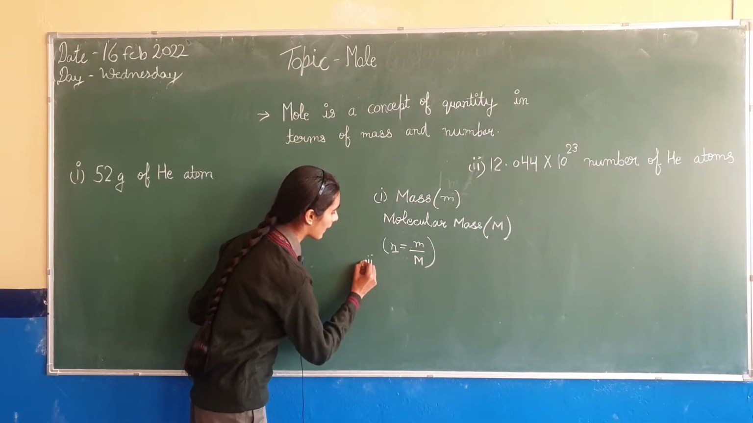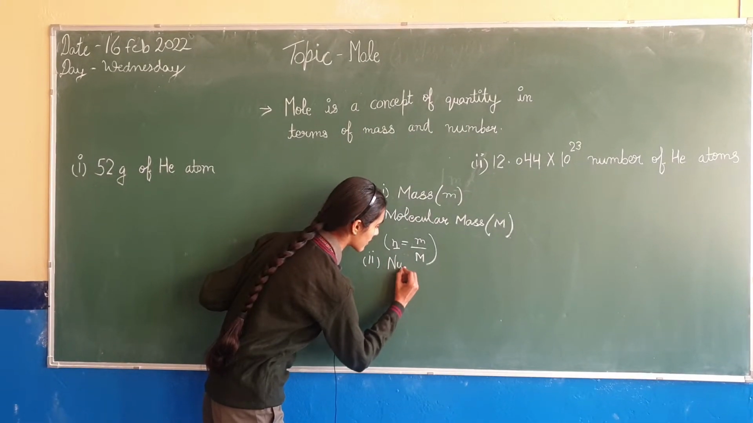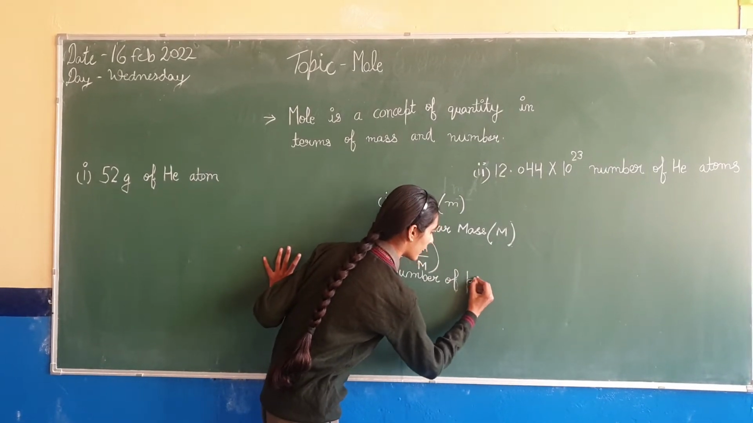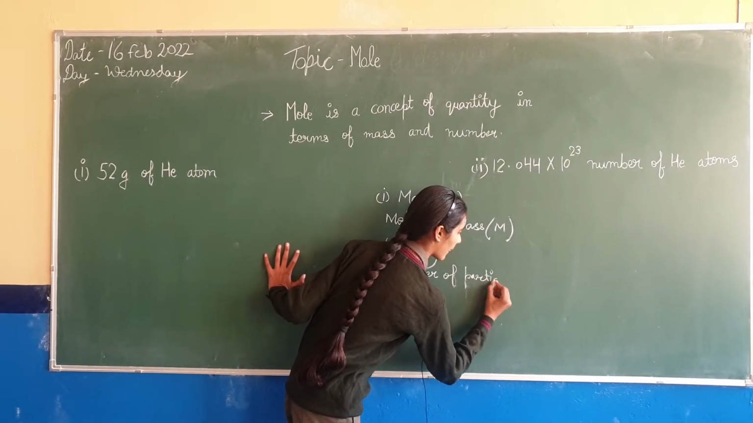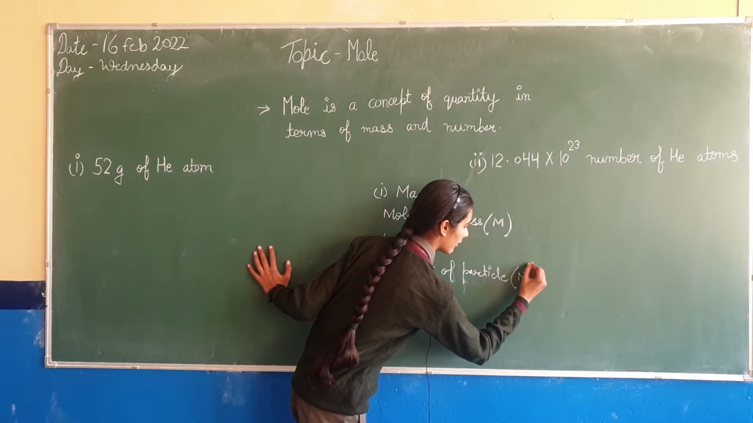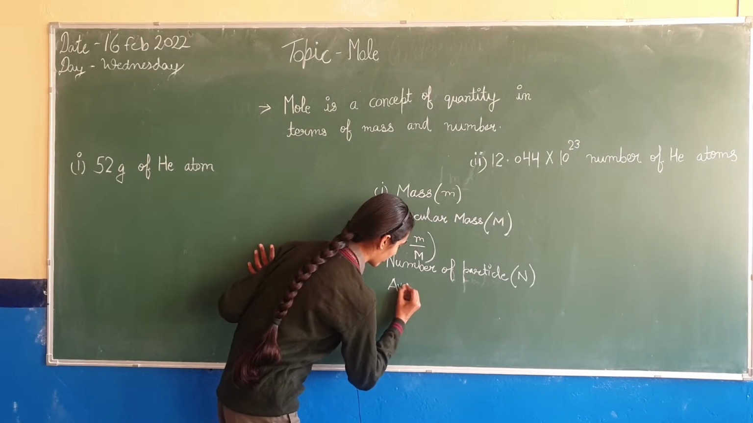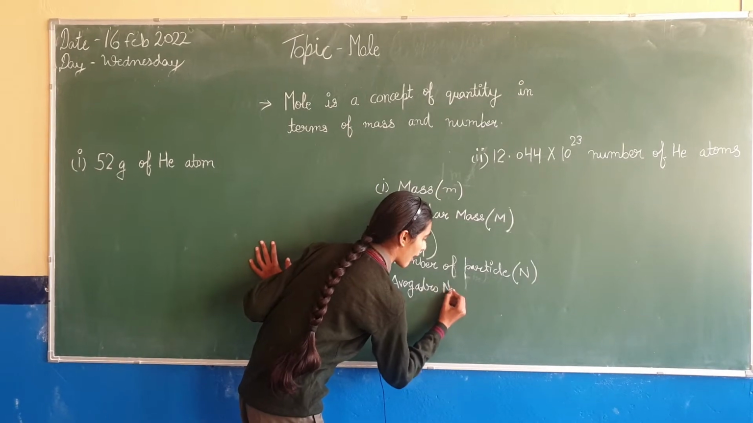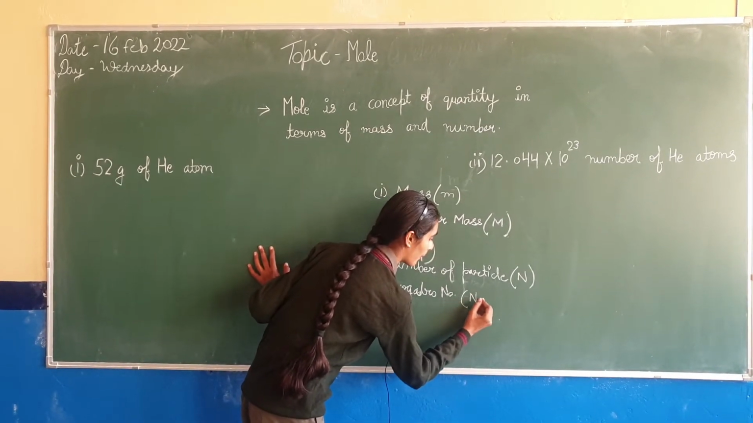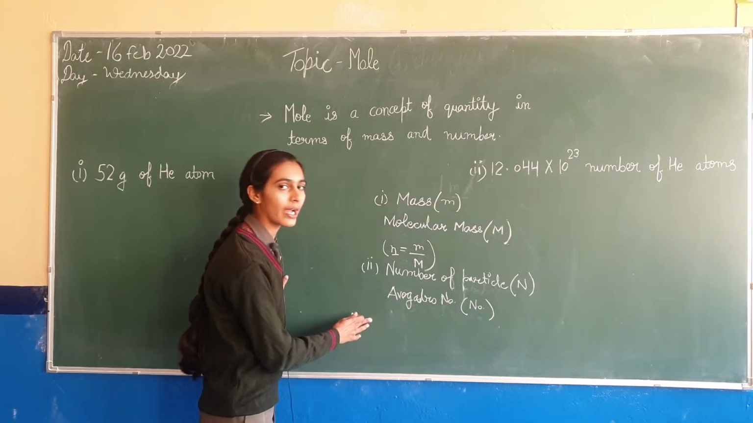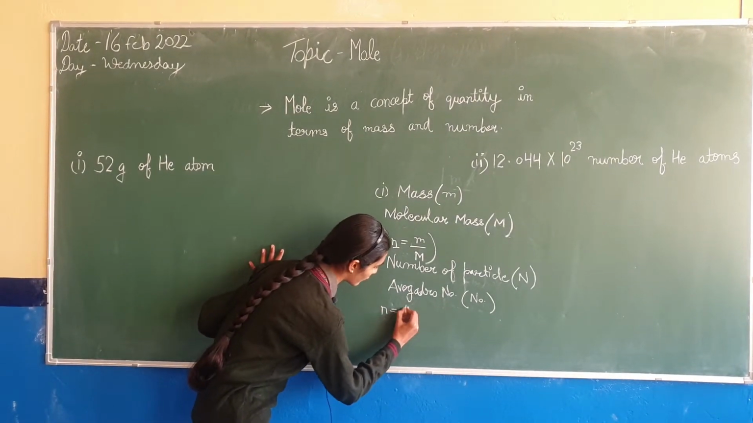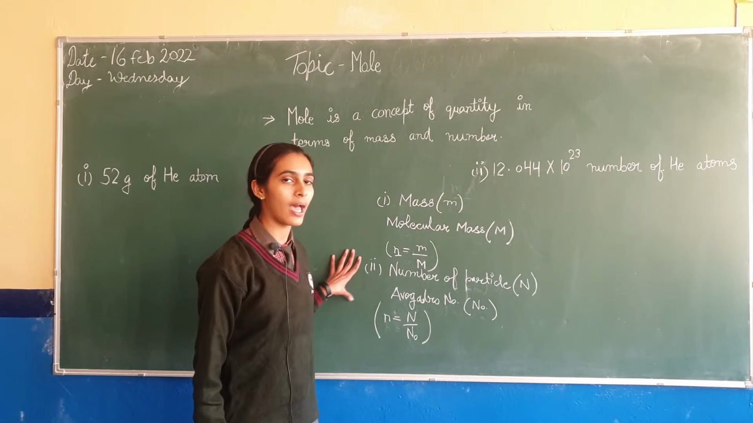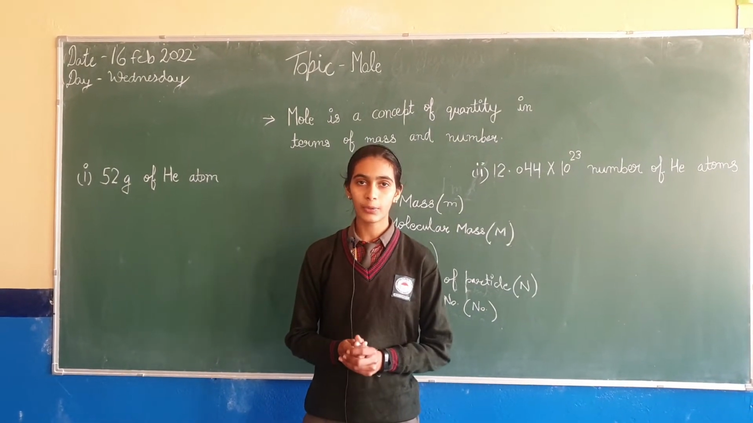Our second formula depends upon the number of particles. We will represent number of particles by capital N. Second will be Avogadro number. We will represent Avogadro number by N0. So from here, the formula to find number of mole becomes n is equal to number of particles divided by Avogadro number. These are the two formulas to find out the number of mole. Let's move toward our numerical.